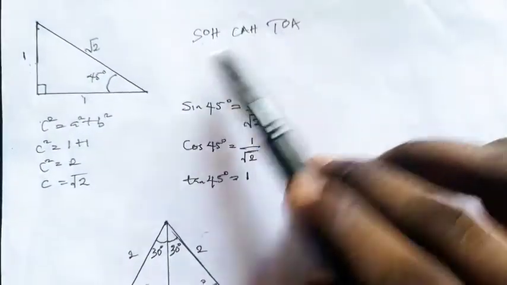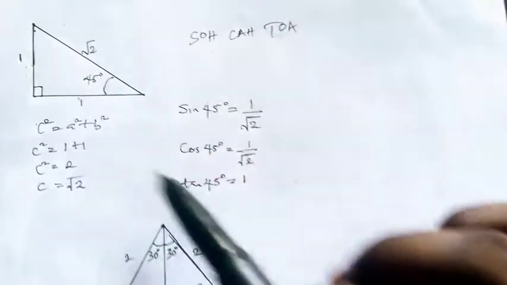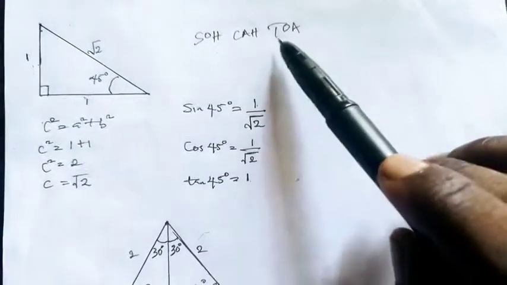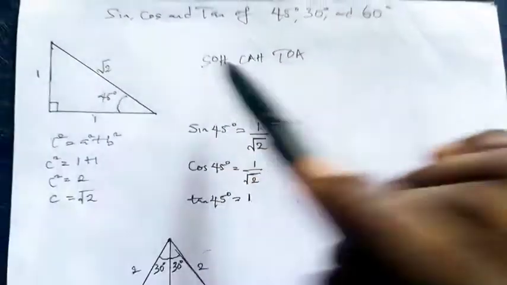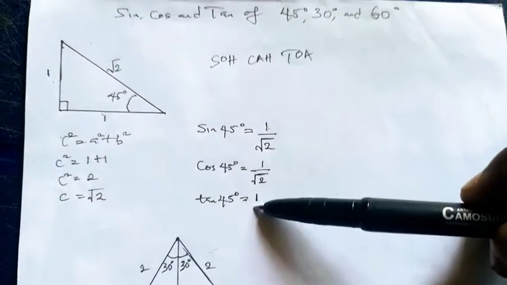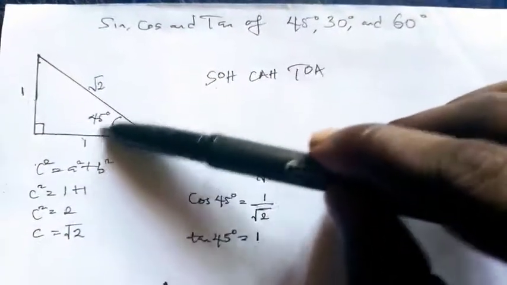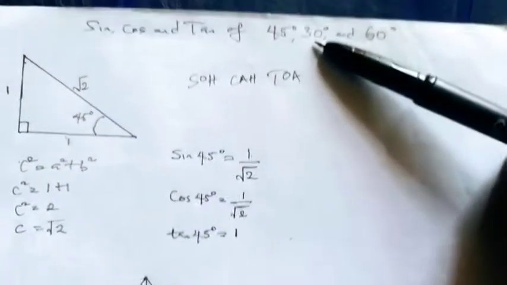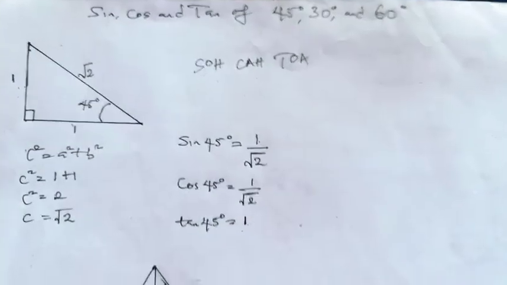And we can see also from here that our tan 45 degrees is simply equal to 1, which is the opposite 1 divided by the adjacent 1. So 1 divided by 1 is simply 1. Now that is for the 45 degree angle. What about the 30 degree angle and the 60 degree angle?